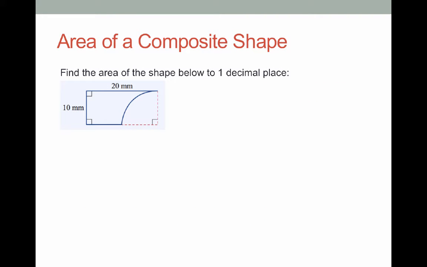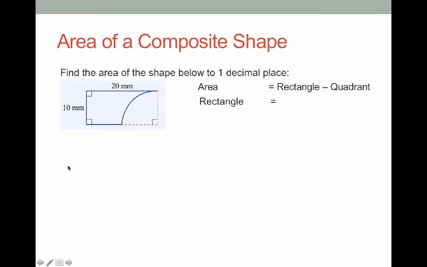Here we're asked to find the area of this weird looking shape below to 1 decimal place. Now this shape is actually made up of two shapes. The area is going to be the area of the big rectangle minus the area of this quadrant, and that's going to leave us with this area here that's part of our shape.